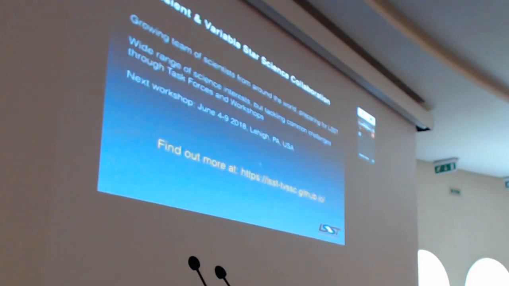And so that's given you, I hope, a quick overview of what we're doing in the Transient and Variable Stars science collaboration. We're a large team and we're growing. We're looking forward to LSST and preparing for what we see as the main challenges ahead of us. And I hope many of you will be able to join us for the workshop in June. And I'll finish there. Thank you.